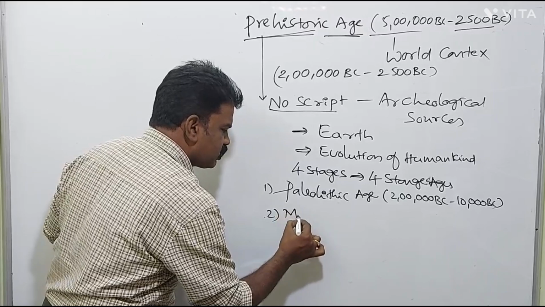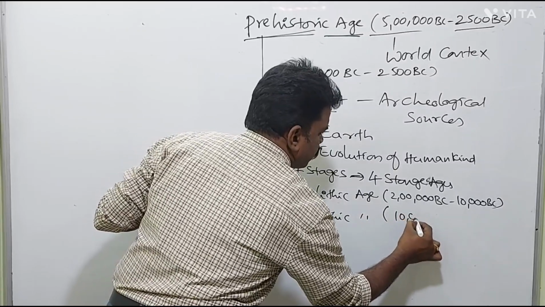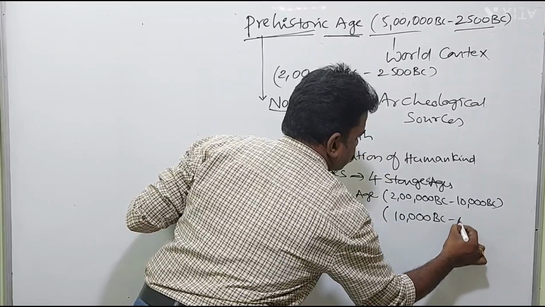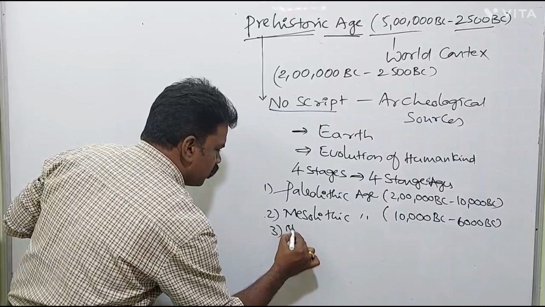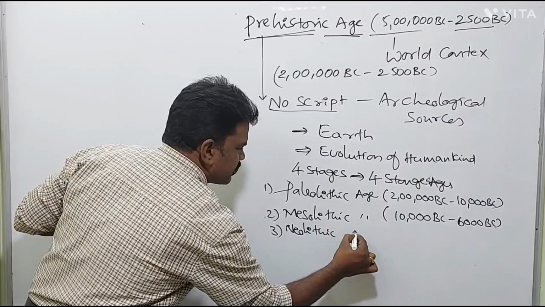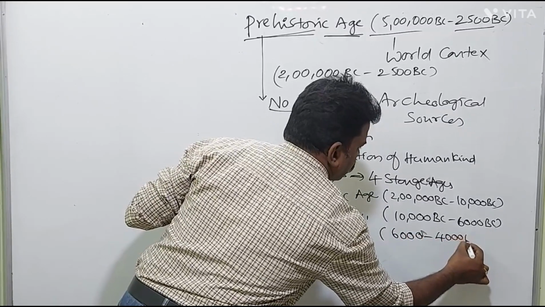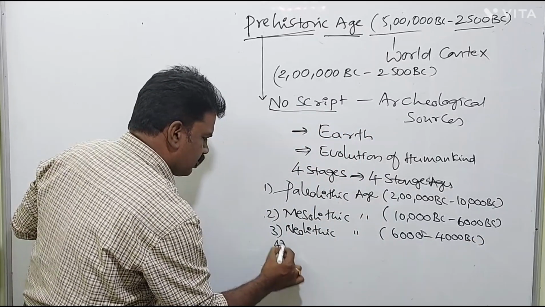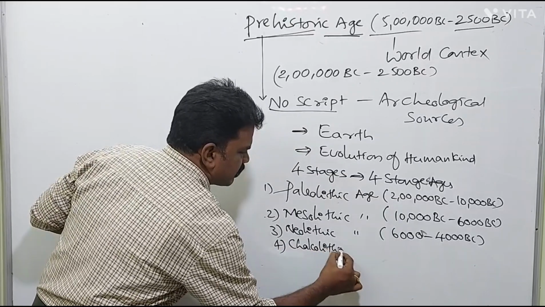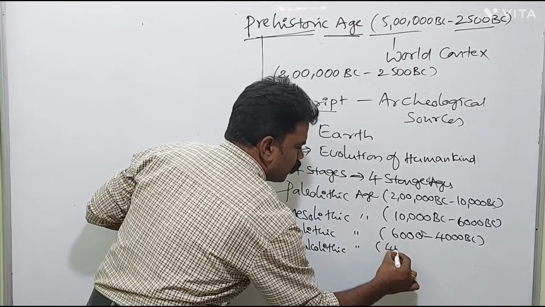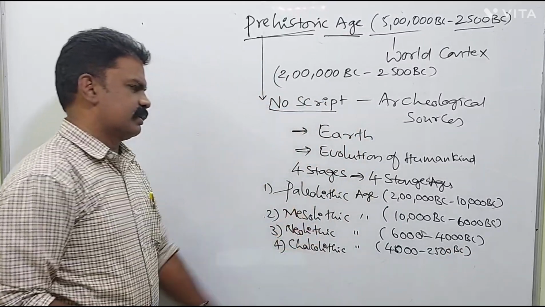The second stone age is the Mesolithic age, from 10,000 BC to 6,000 BC. After this, the third one is the Neolithic age, from 6000 BC to 4000 BC. Next, the last of the stone ages, the Chalcolithic age, from 4000 BC to 2500 BC, until the script existed.